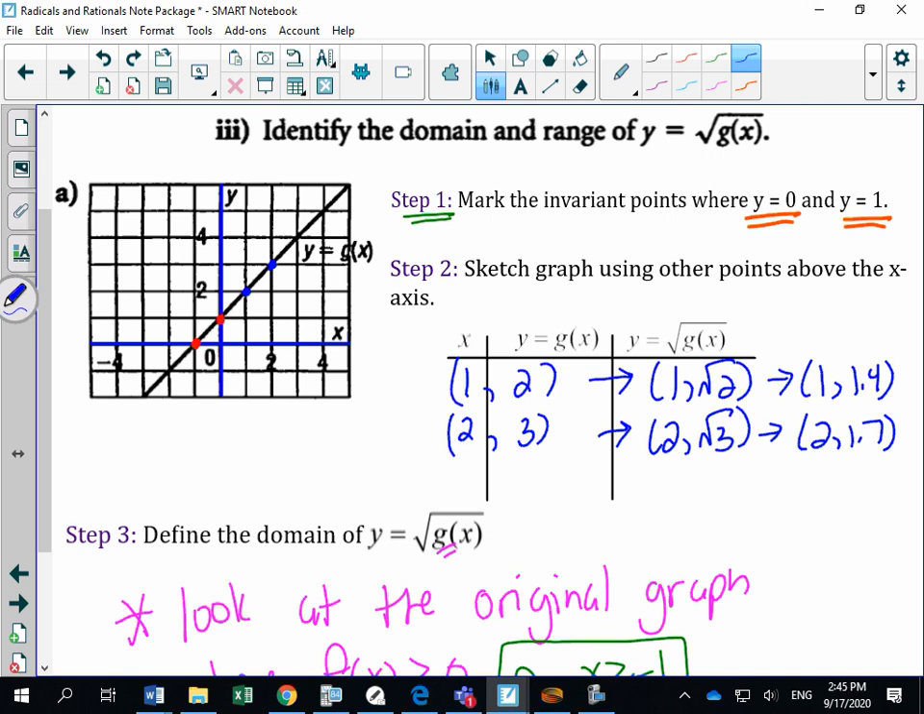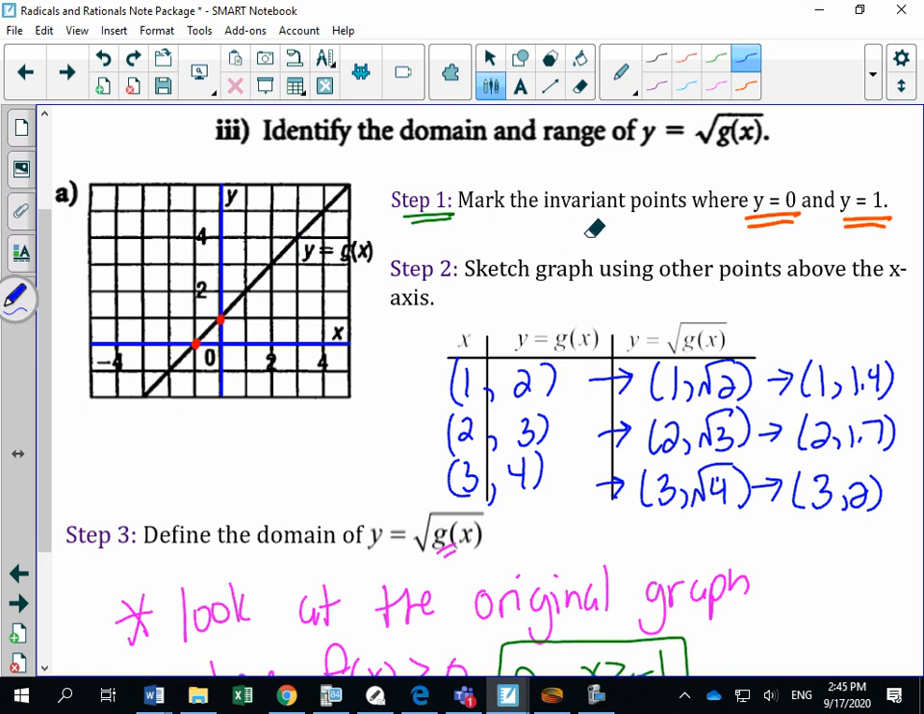Okay. The last point on my original graph, let's take this point. So it's 3, 4. X is 3, y is 4. And on the radical graph, it would be 3 and the square root of 4. And we know that the square root of 4 is 2. So my new point is going to be at 3, 2. So let's plot these 3 new coordinates.